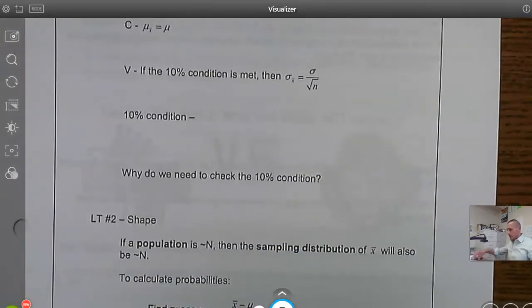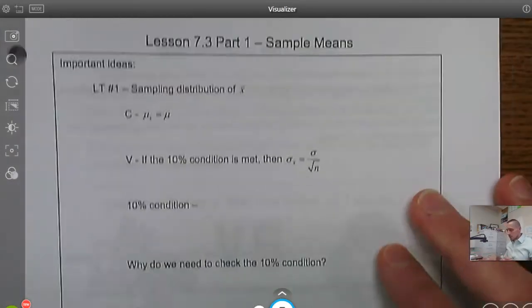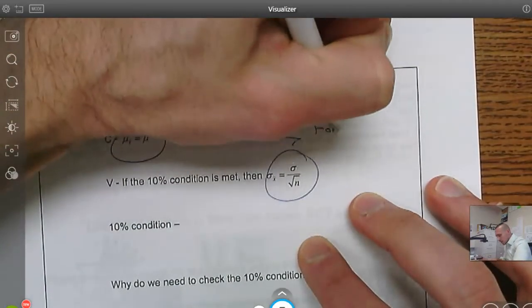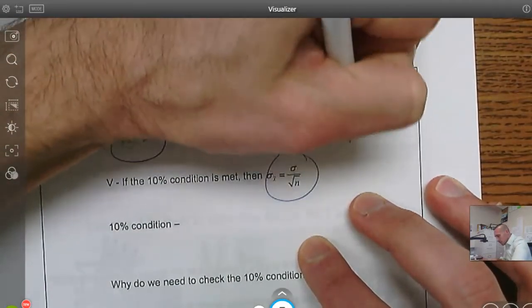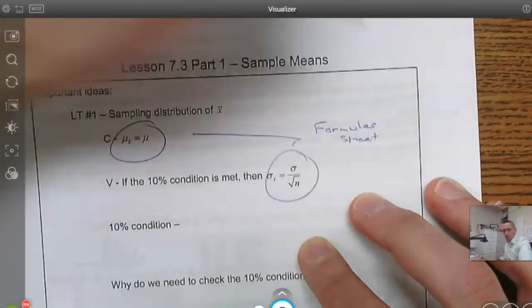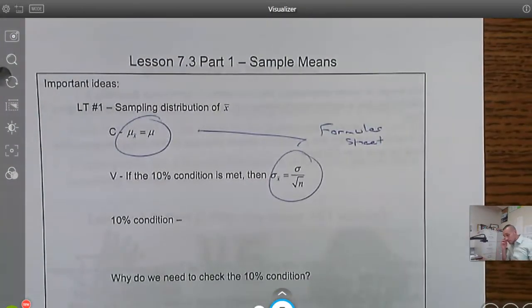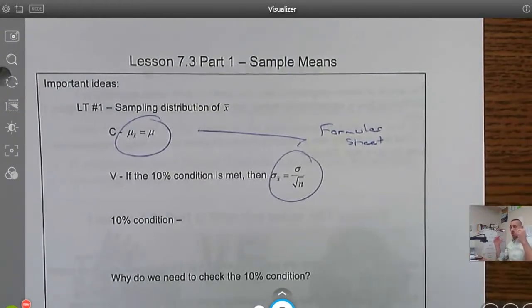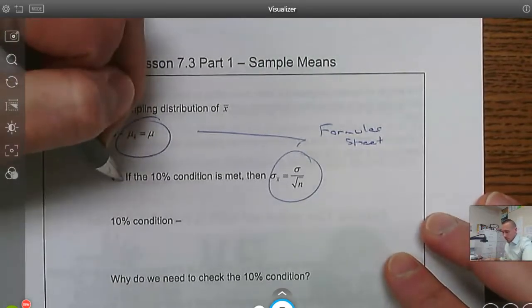Okay, summarizing on page 3. These two formulas are on your formula sheet, the green sheet that I've given you. So when you're doing these questions, you should be thinking CVS, because you have to describe the sampling distribution. What's the center? What's the variability? What's the shape? Then you could get into z-scores and calculating the probability. So we went through the center, the variability.